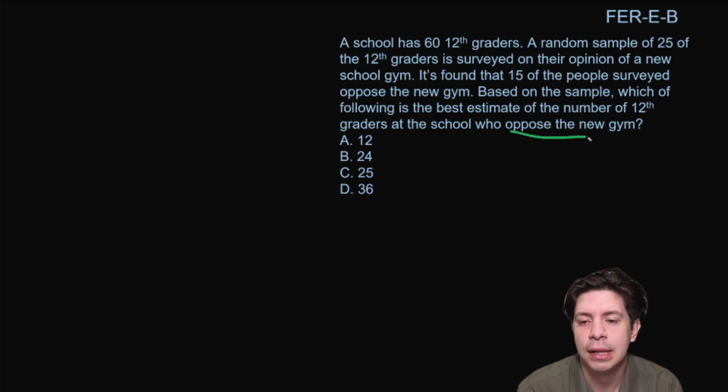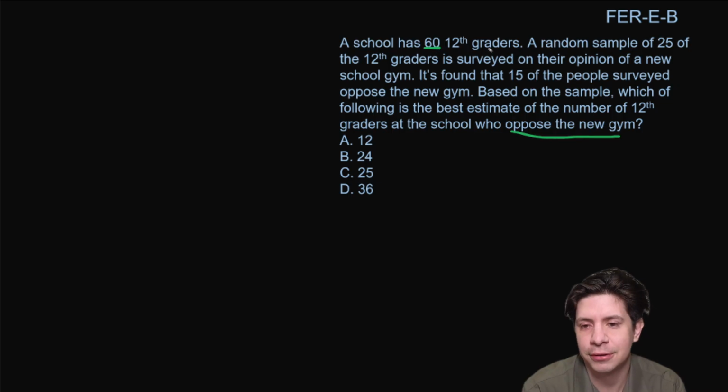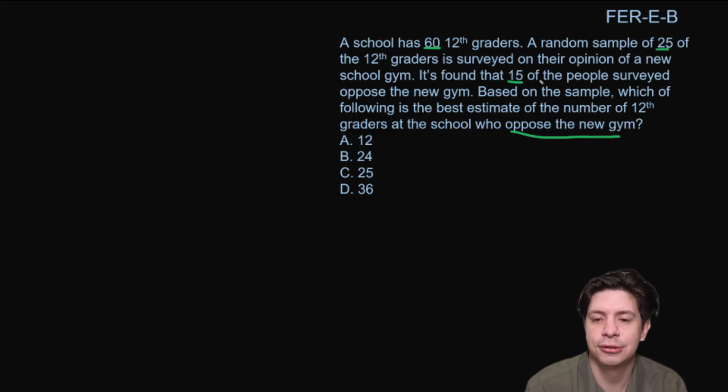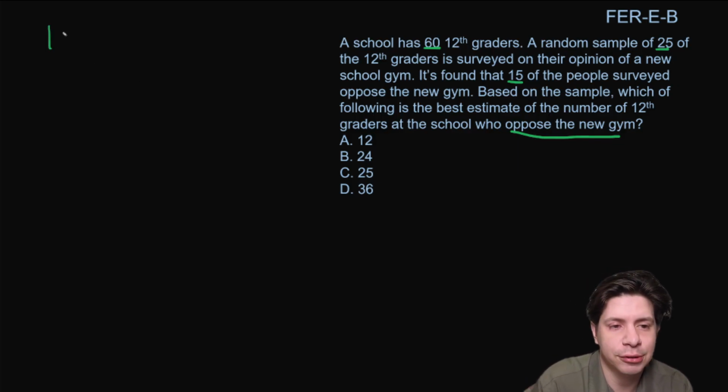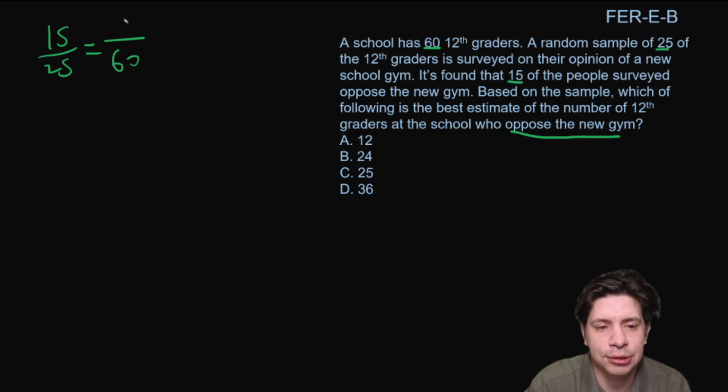So we want to know 12th graders who opposed the new gym. There are 60 12th graders, right? A random sample of 25 is surveyed. It's found that 15 opposed the new gym. So it's still easy. There's more numbers, but it's still not too bad. So 15 out of 25 opposed the new gym. And you can make a proportion and say 60 is the total. So how many oppose, right?